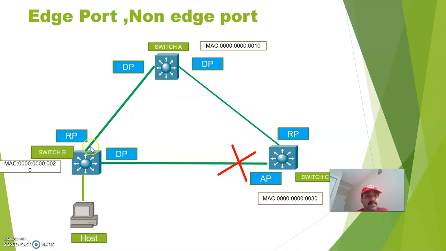So when an existing root port fails, this alternate port, or a non-designated port, moves to the forwarding state, and automatically the traffic will be forwarded via switch B to switch C to switch A. So this is the path it will take in case of an existing root port failure.